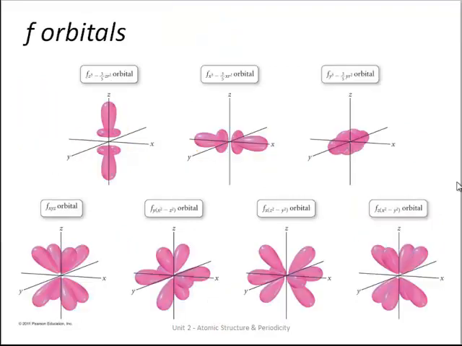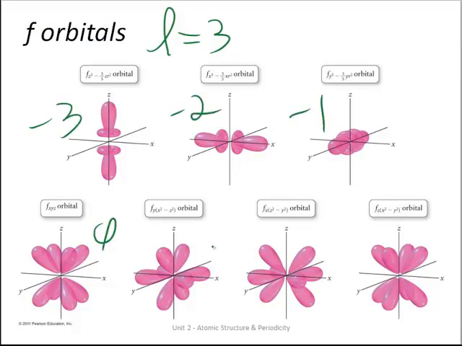And finally, we have l equals 3, the f orbitals. So if l equals 3, we can have -3, -2, -1, 0, +1, +2, and finally +3, 7 orbitals in the f sublevel. Again, a slightly different appearance because of the different sublevel, but again, here they are.